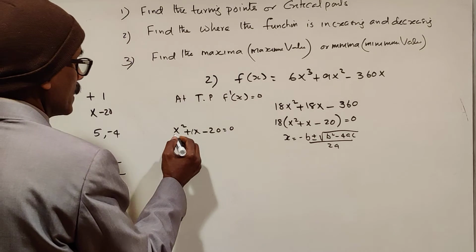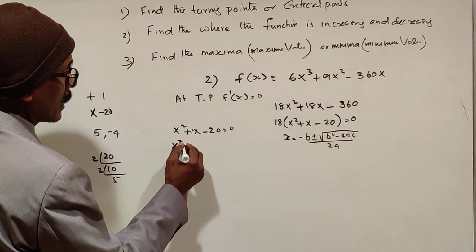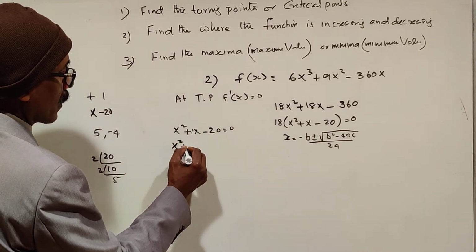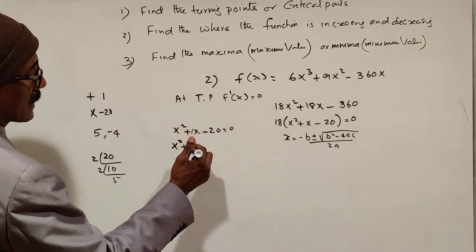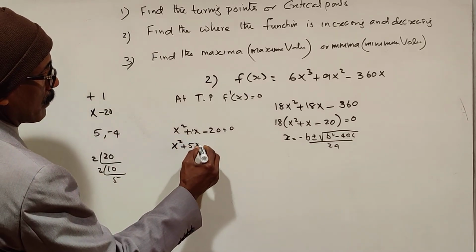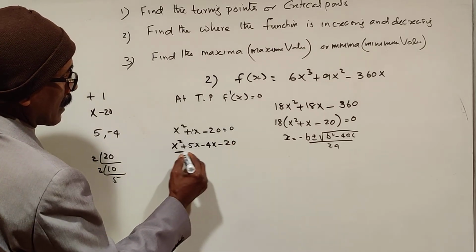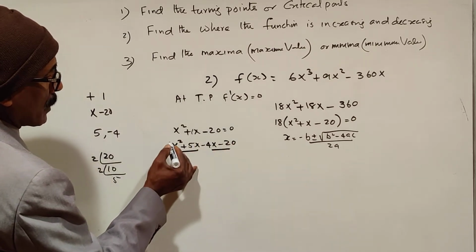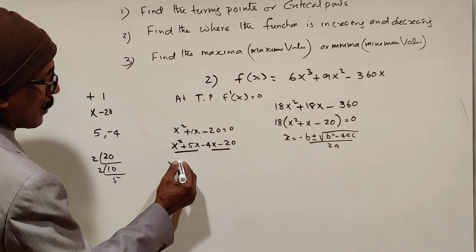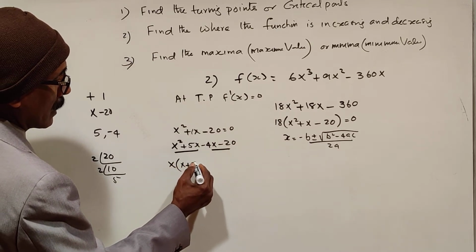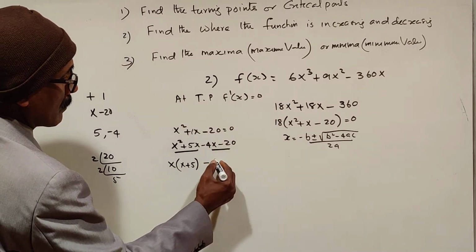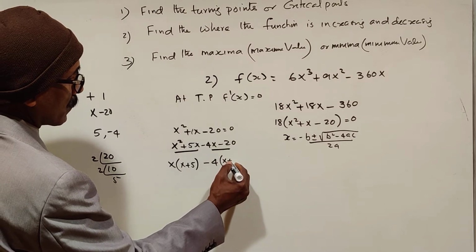Okay, so see this one, x square, split the middle term. What is 1x? 1x is 5x minus 4x minus 20. Underline these two. What is the common factor here? x is the common factor. x plus 5. What is the common factor here? Minus 4. x plus 5.